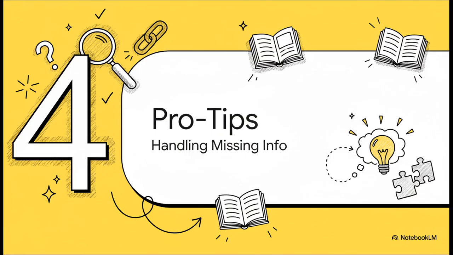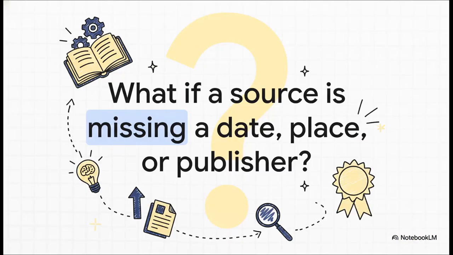Okay, you've got the main source types down, you're feeling good, but then you find a source and it's missing some key info: a date, a publisher. Don't panic, it happens all the time, and there's a really simple, pro way to handle it. So what do you actually do in that situation? Do you just leave a blank space? Do you guess? No, definitely don't do that. Instead, you're going to use a little trick that shows your marker you really know your stuff.